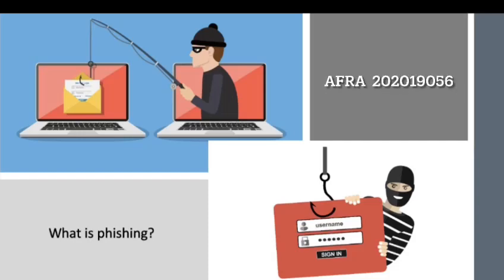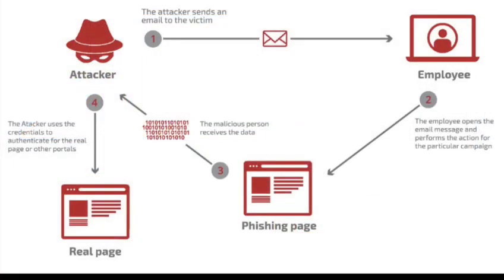Phishing is a type of scam through digital communication, in order to obtain personal information such as usernames, passwords, credit card details, or other confidential information. Now I'll explain how phishing works.